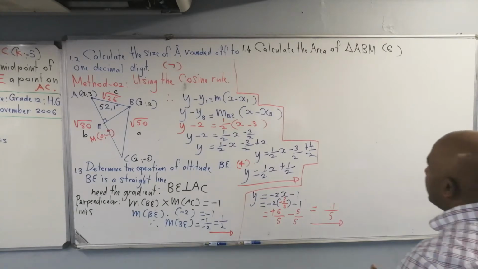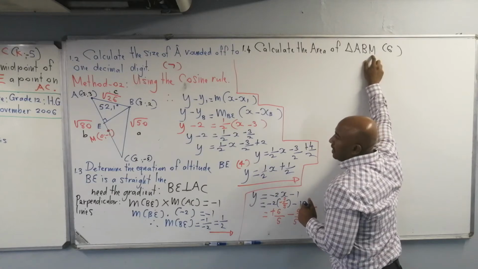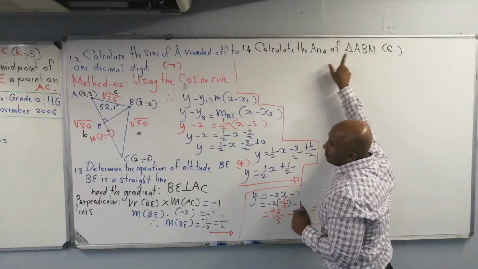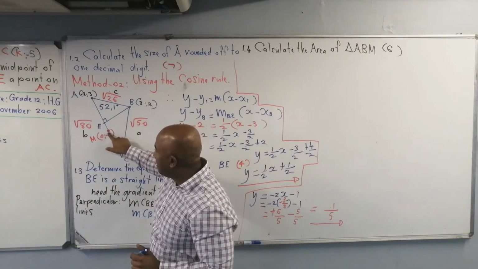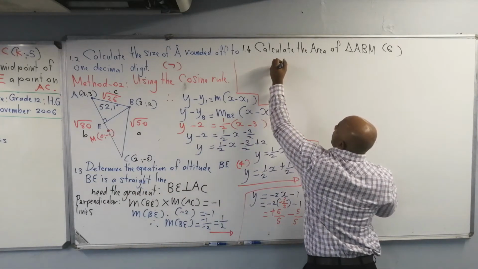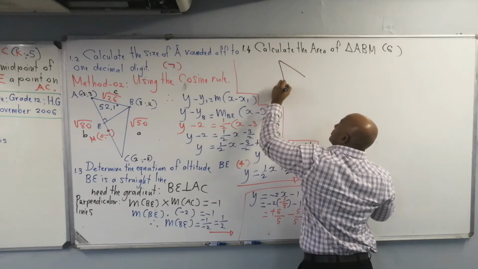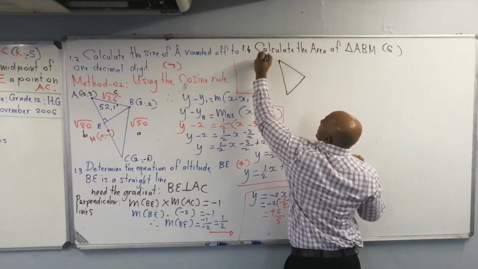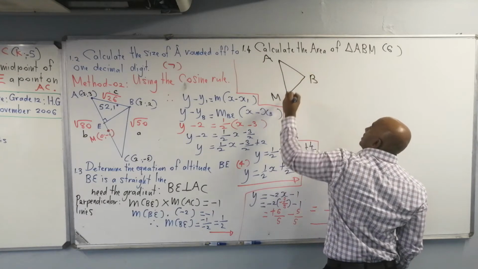The last question here. Calculate the area of triangle ABM, not ABC. ABM. So remember, M was the midpoint. Go back to your diagram. AB, remember M. So here, what do we have? We have AB, and then we have M. So this is A, that's M, and this is B.